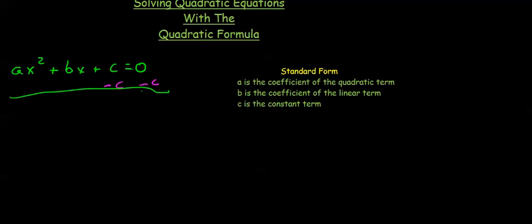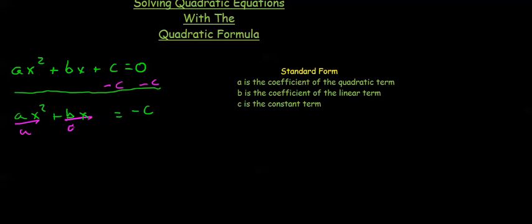And I end up with ax squared plus bx equals negative c. Divide by a. Every term gets divided by a. These cancel, and we end up with x squared plus b over a x equals negative c over a.